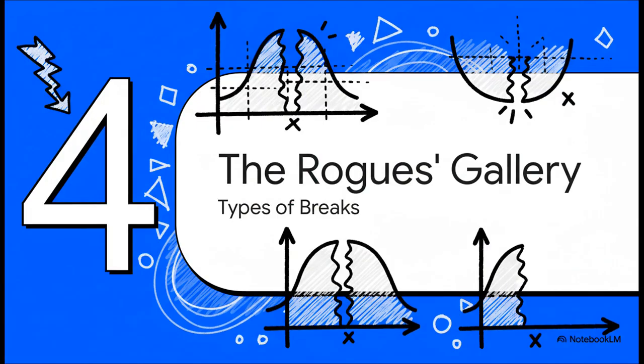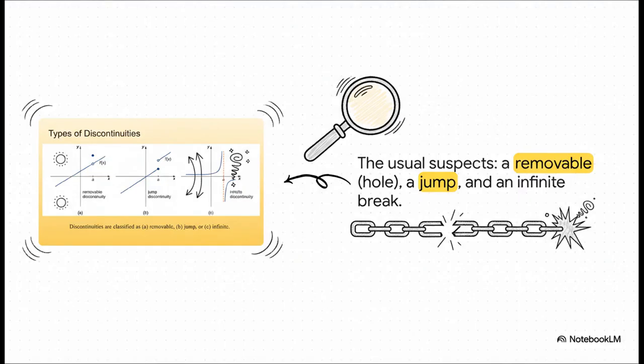So now that we know how to spot a break, let's start categorizing them. You see, every time a function fails our test, it creates a specific type of break. It's time to look at the official rogues gallery. And here they are, the three main ways a function can be broken. Our first case, that was a hole, what we call a removable discontinuity. Our second case was a classic jump. And that third type is an infinite one, where the path just flies off the chart into, well, infinity.